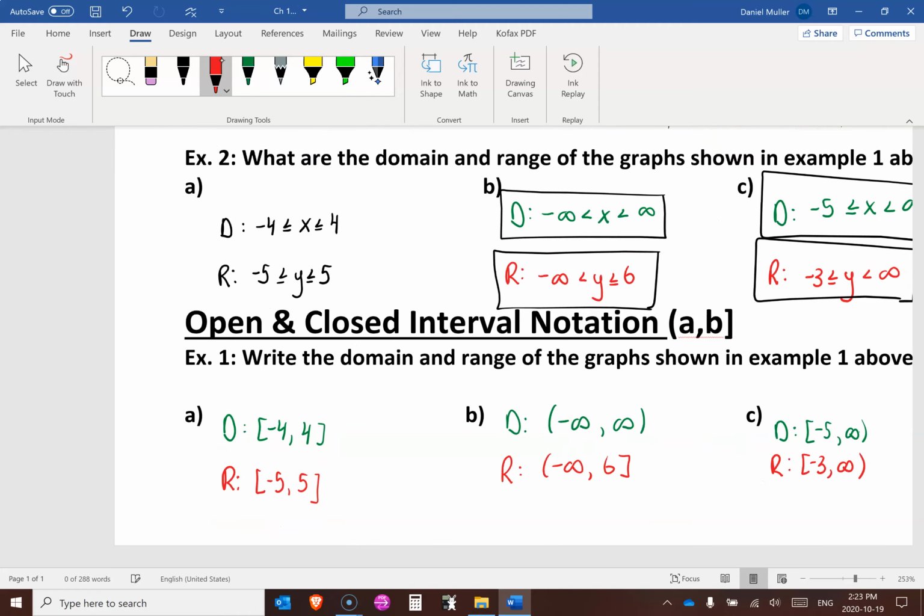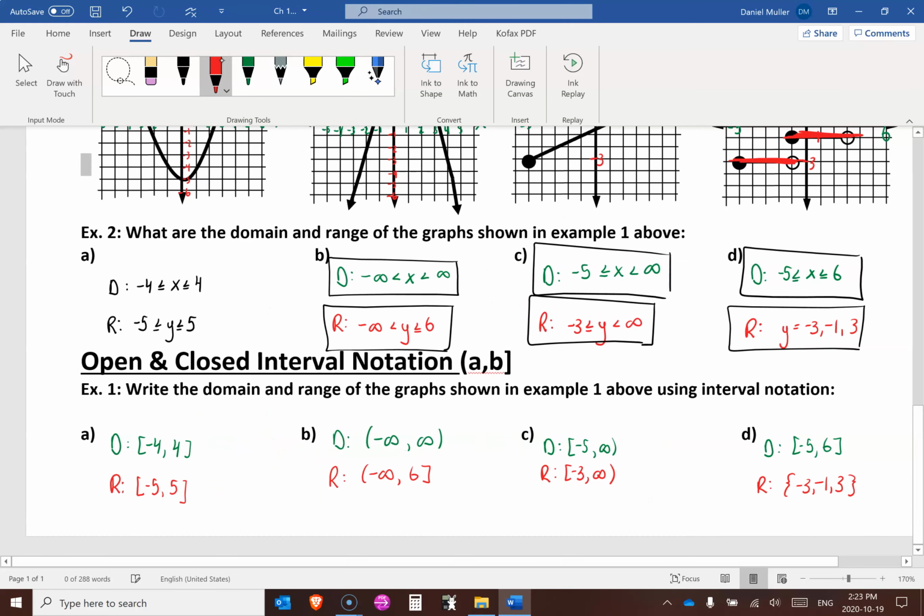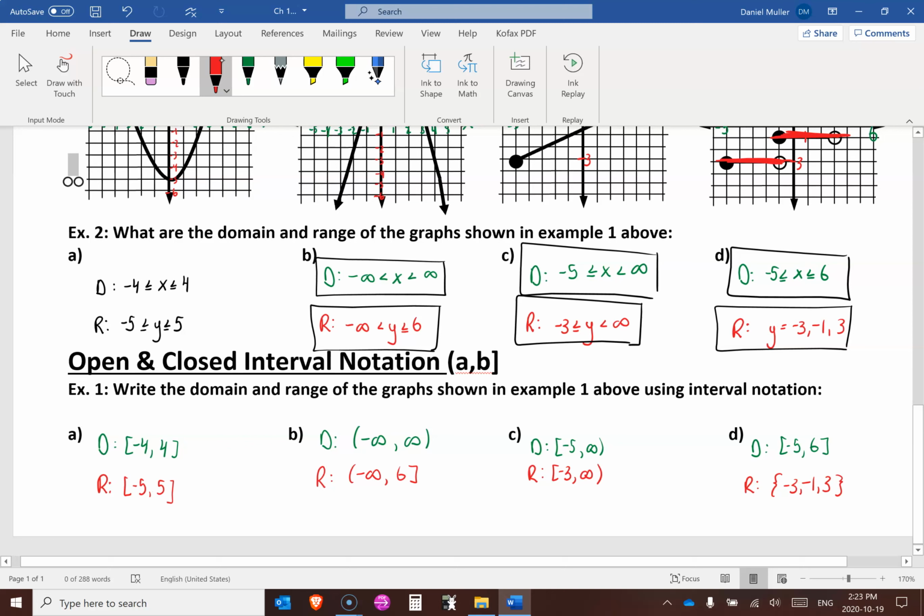And there you have it. So I'll just zoom out here in case you need to fill anything out. But that is it for domain and range.